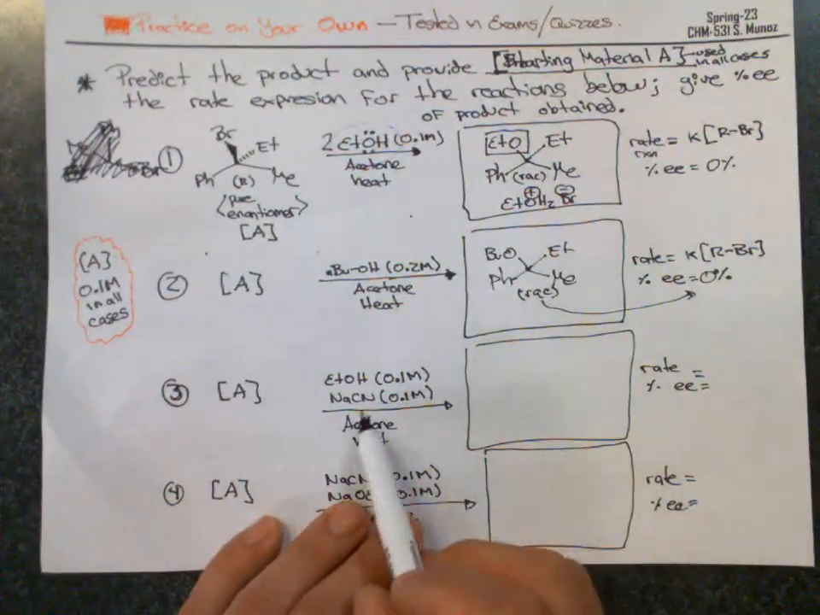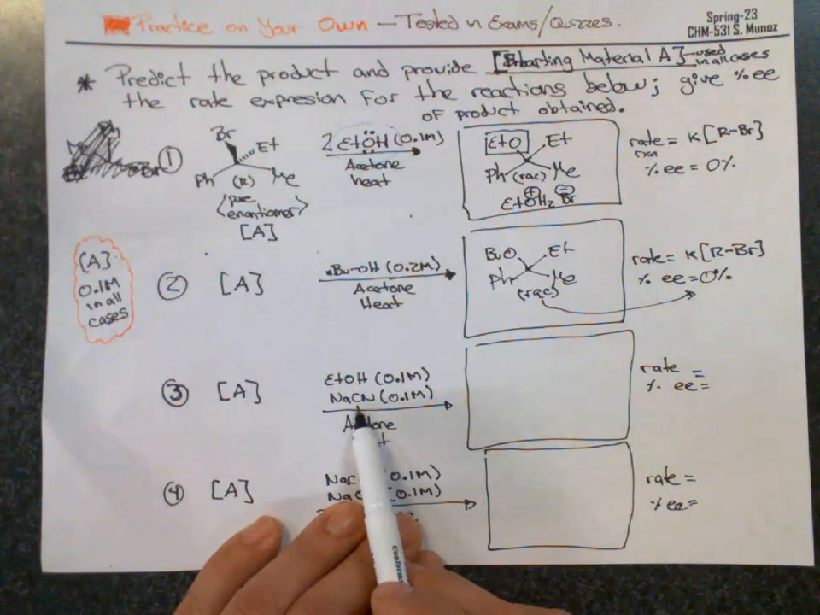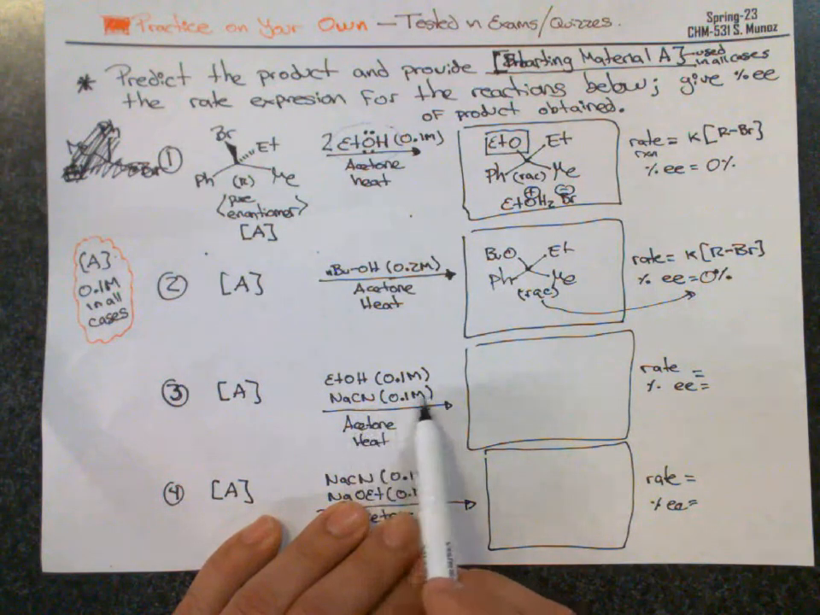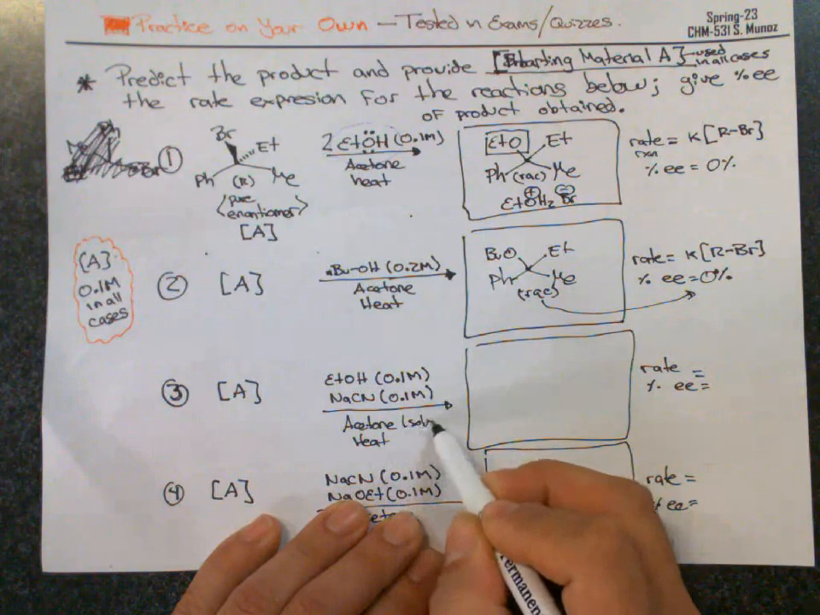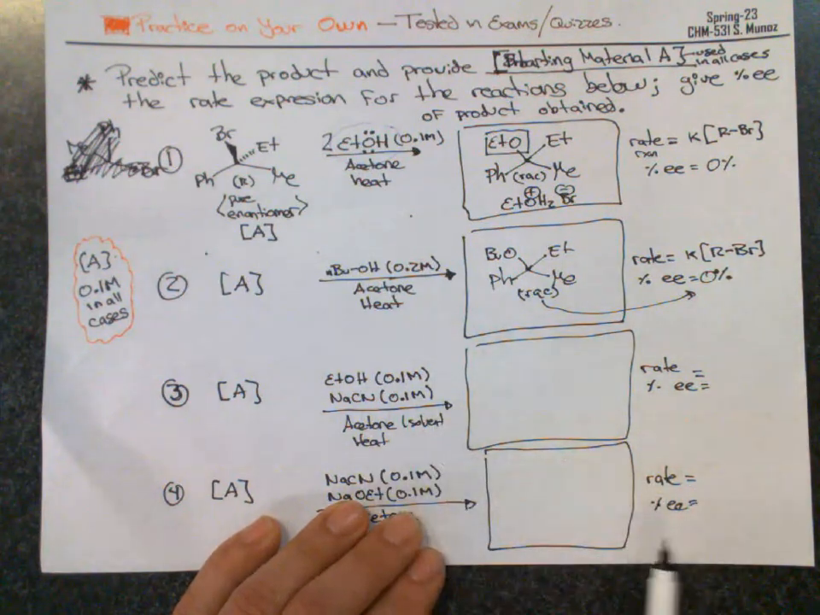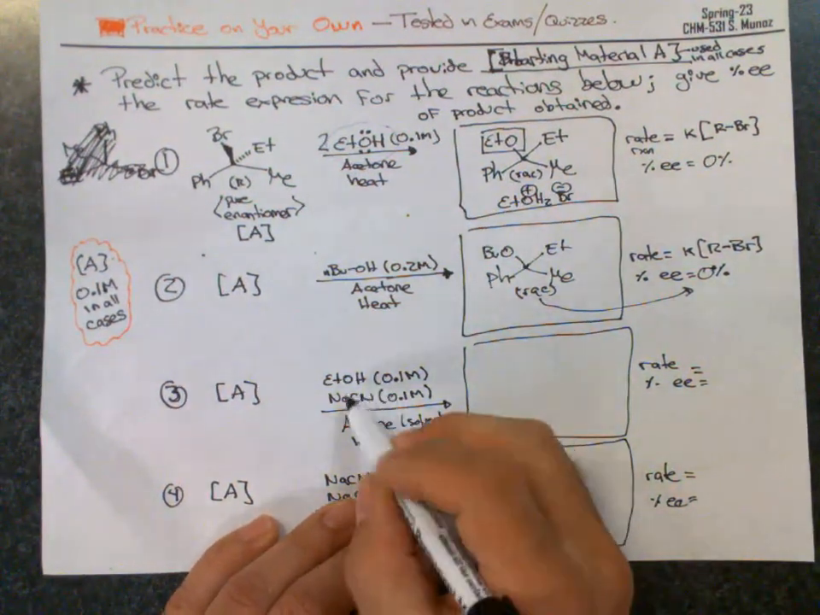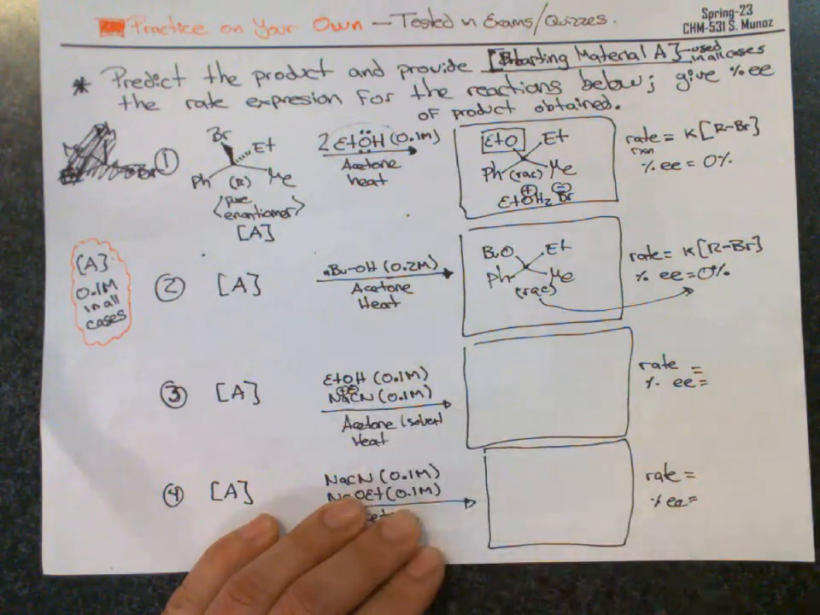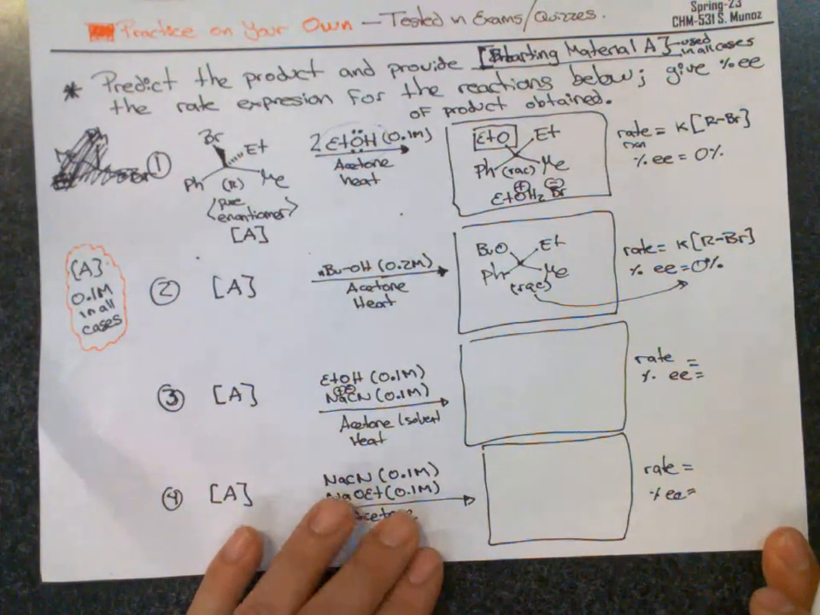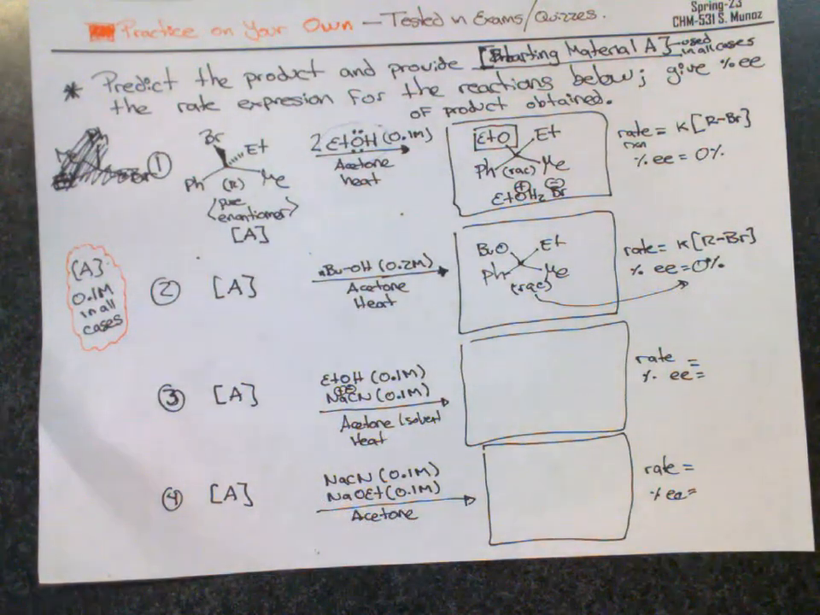In this other case now, we have a competition experiment. Ethanol, 0.1 molar, sodium cyanide, 0.1 molar, acetone and heat. Acetone as the solvent. We have a competition between ethanol and sodium cyanide. This is an inorganic component. It's a salt. So what is the product that you expect? Which nucleophile is going to prevail? Which is a more potent nucleophile?